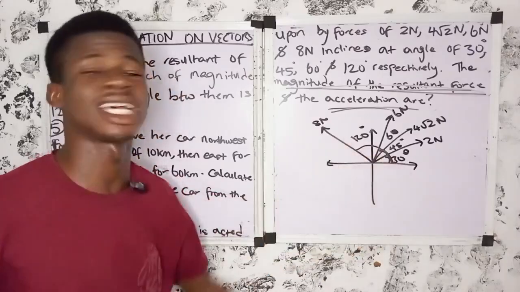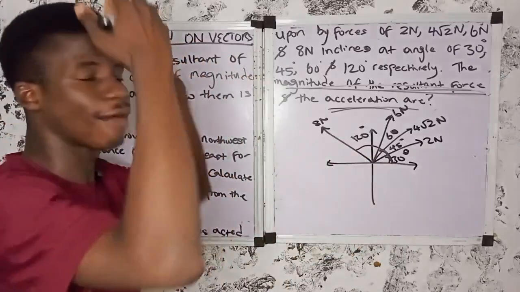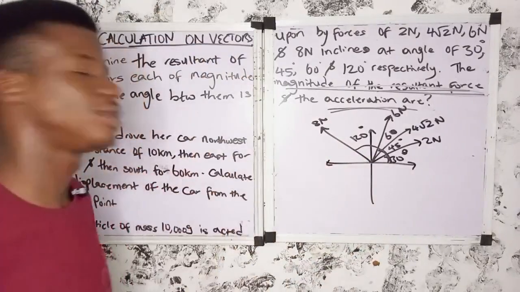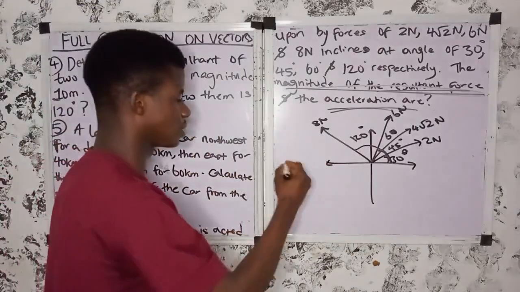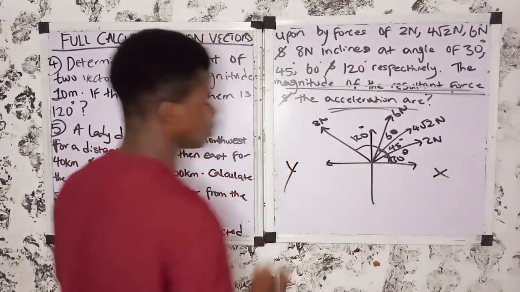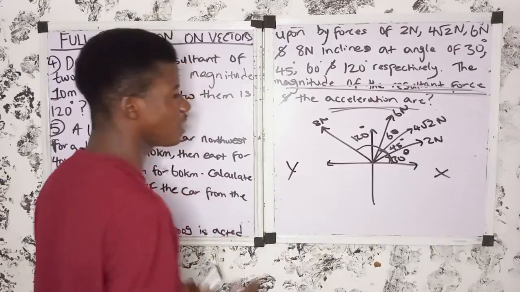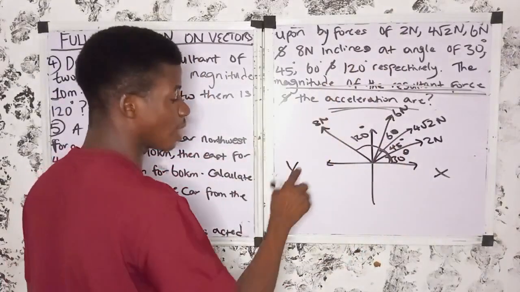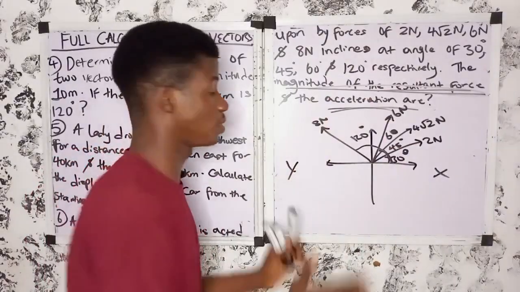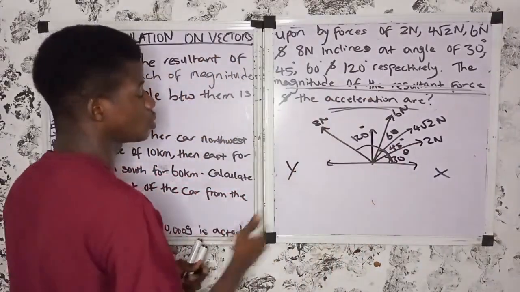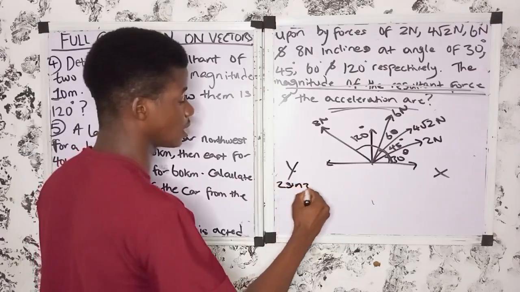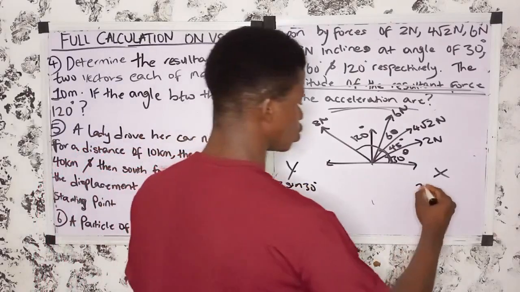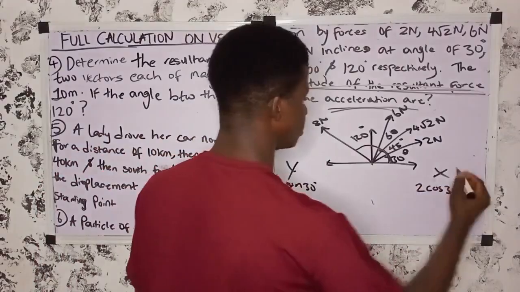We want to use this parameter to look for the total force, then we get the acceleration. It's very easy. Divide this into y and x component. So let's start with 2 first. Remember, y is always sine, x is always cos. So 2 sine 30 degree for y, and 2 cos 30 degree for x.